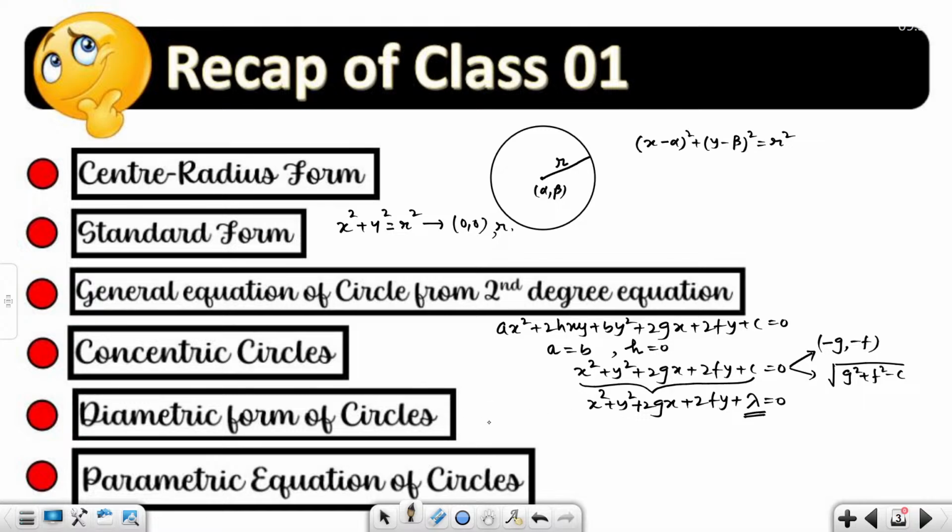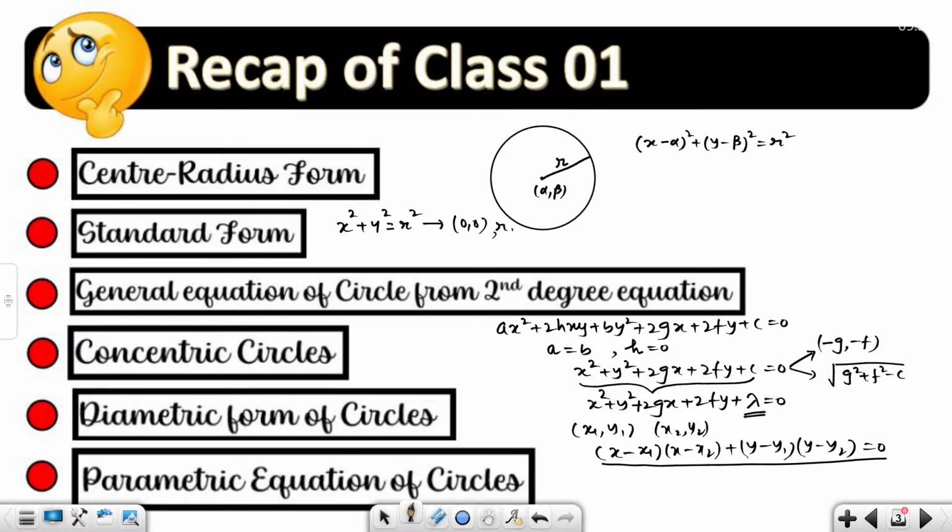Then it is the diametric form of circles. The diametric form of circles is that if we know the extremities of the diameter, they are x1, y1 and x2, y2, then the equation is x minus x1 into x minus x2 plus y minus y1 into y minus y2 equals 0. Clear? So this is what is called your diametric form of a circle.